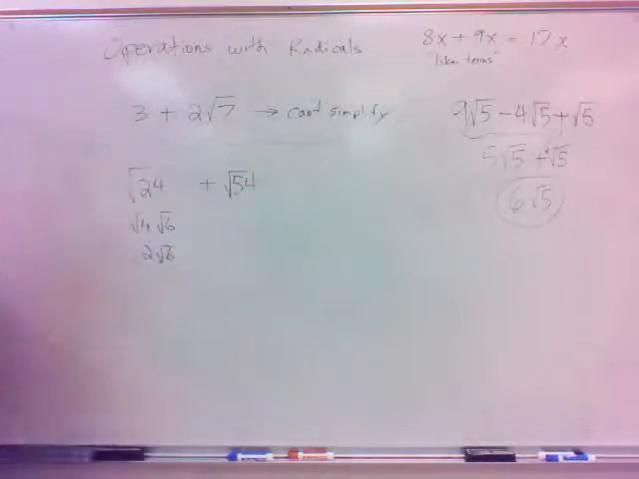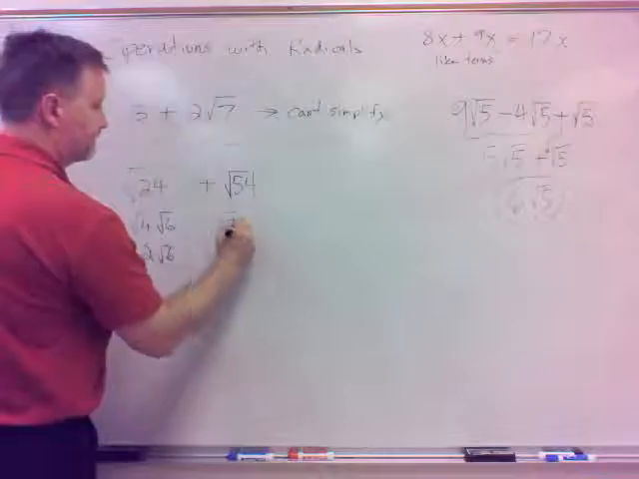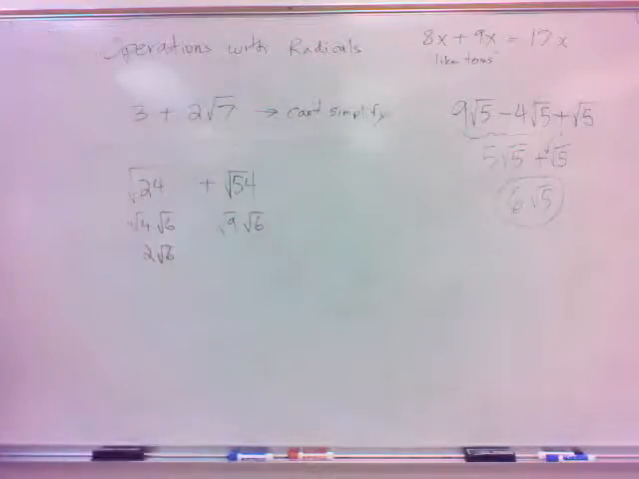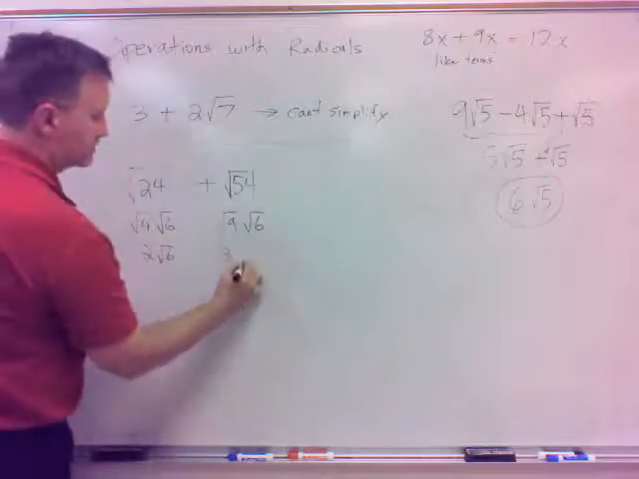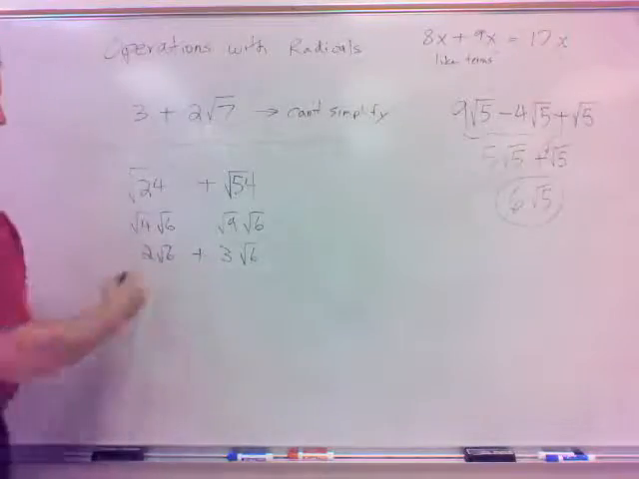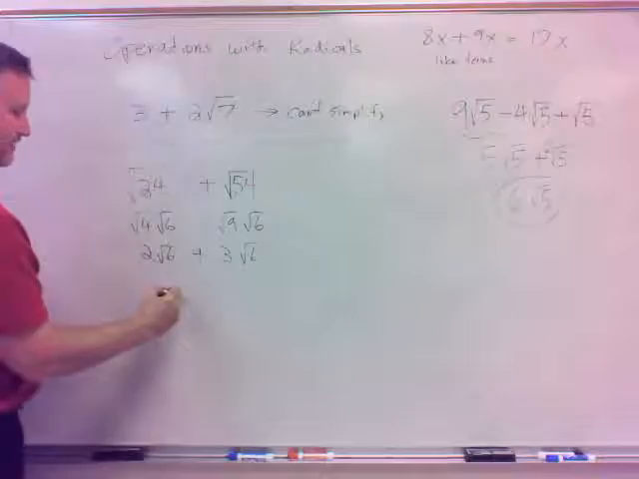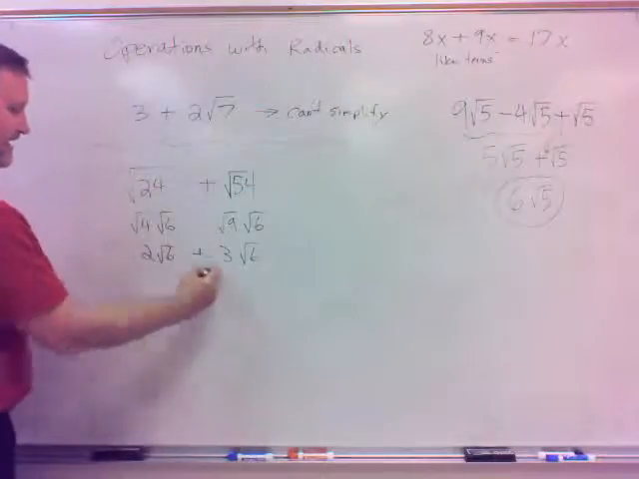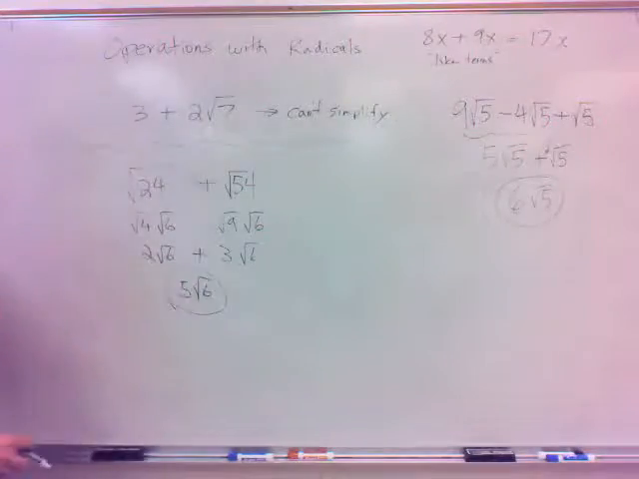Same thing here I can do with 54. What can I do with 54? How about 9 and 6? Yeah, or 6 and 9. 9 times 6 is 54, so break it down to square root of 9, square root of 6. Square root of 9 is 3, square root of 6. So now I have 2 square root of 6 plus 3 square root of 6. Aha! We've got something we can add, right? What do we get there? 5 square root of 6. Add the 2 and the 3, square root of 6. Okay?